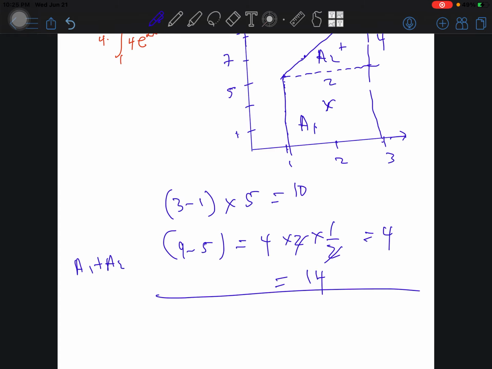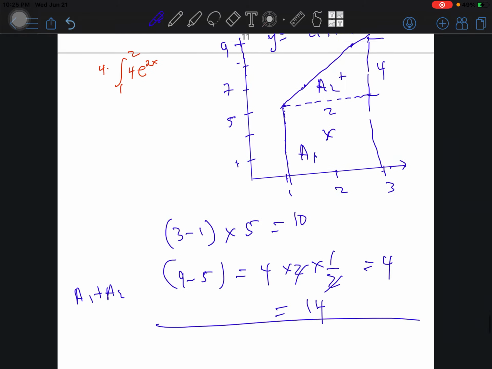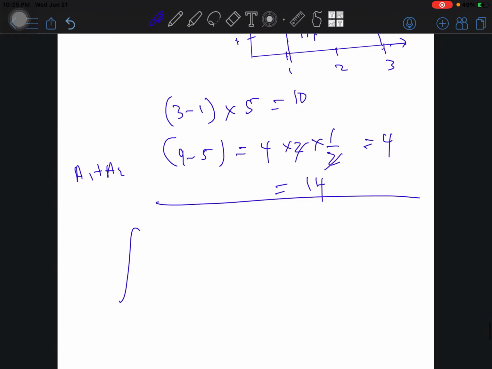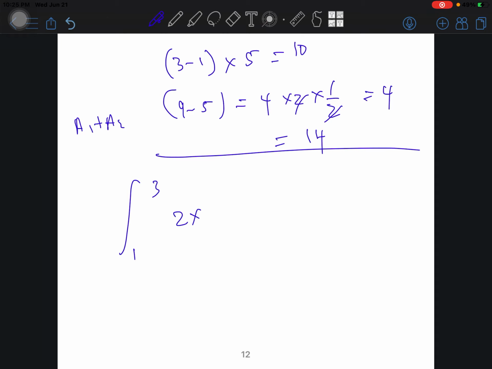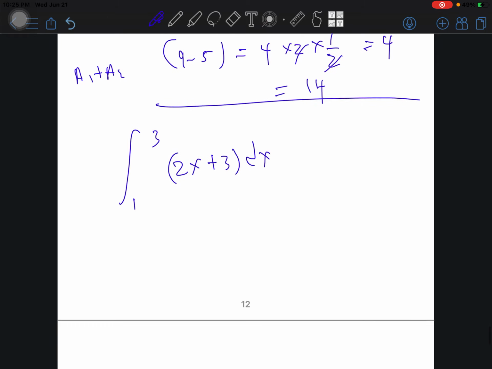That means A1 plus A2, where here is A1 and here is A2. So let's use our definite integral to do something here. This is the integral from 1 to 3 of 2x plus 3 all dx. Therefore, the integral of this, we are going to get what?